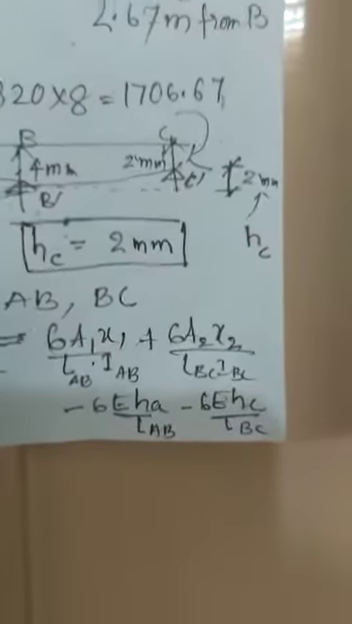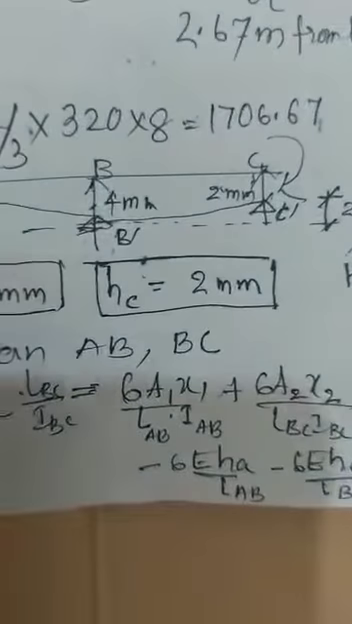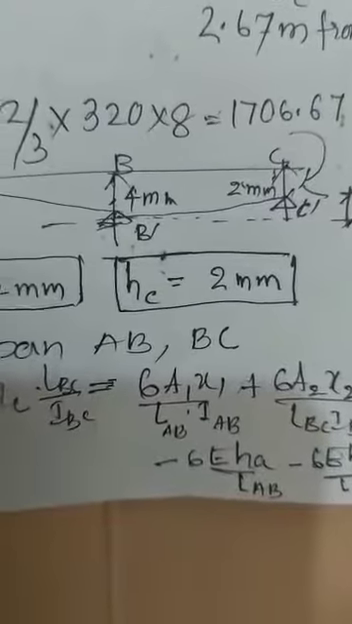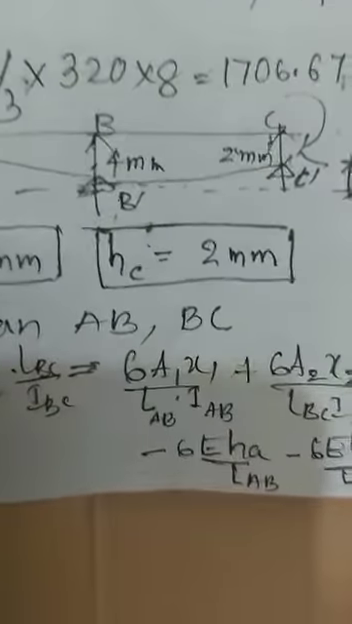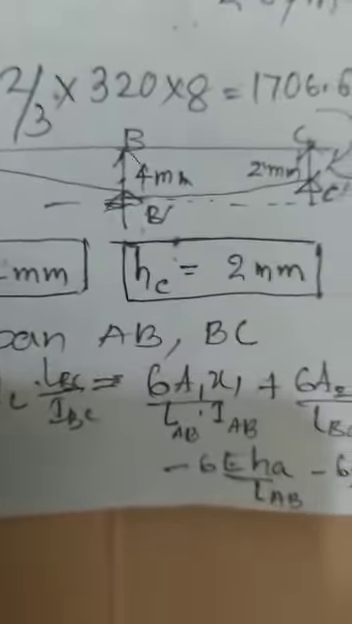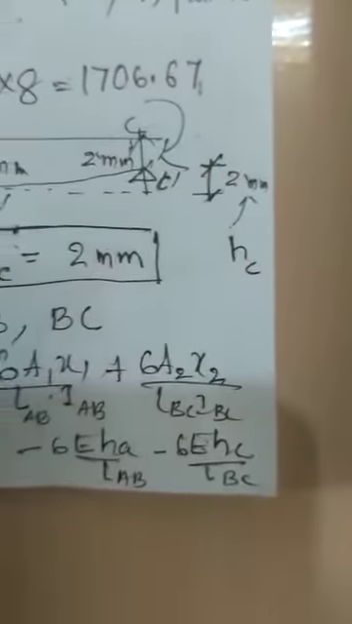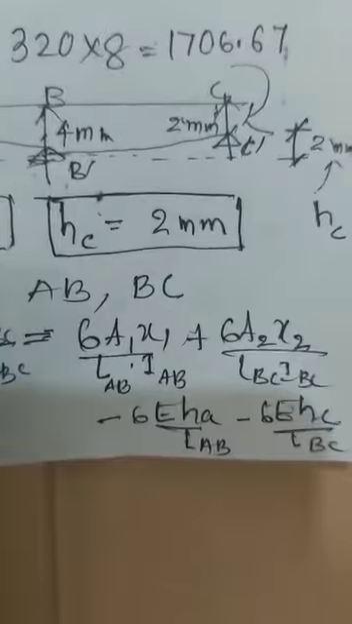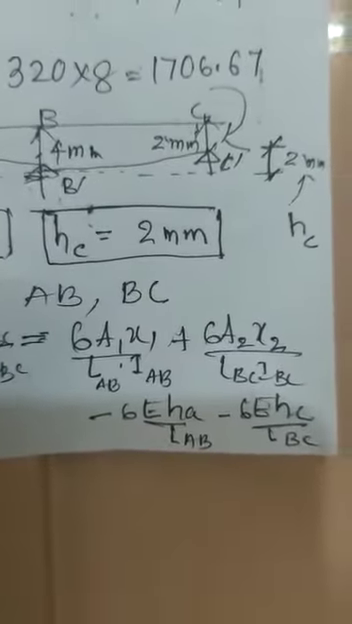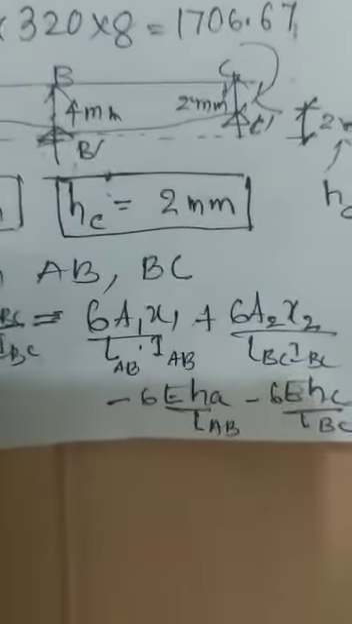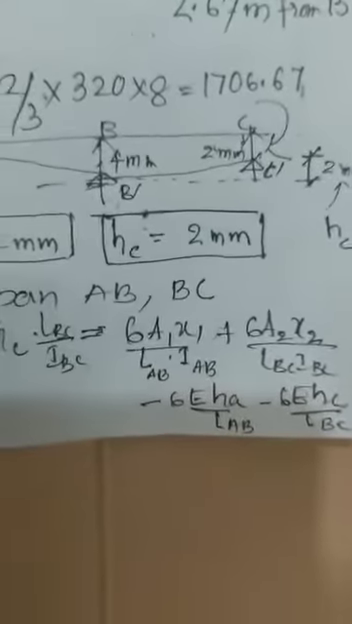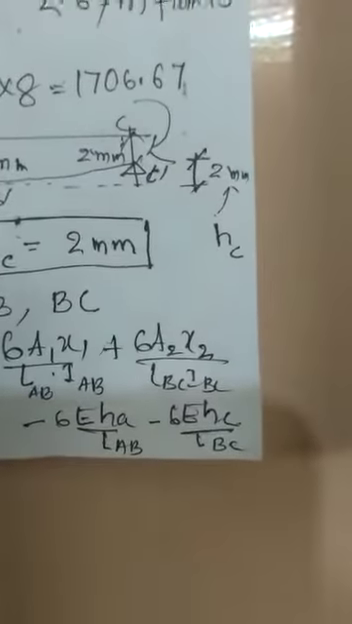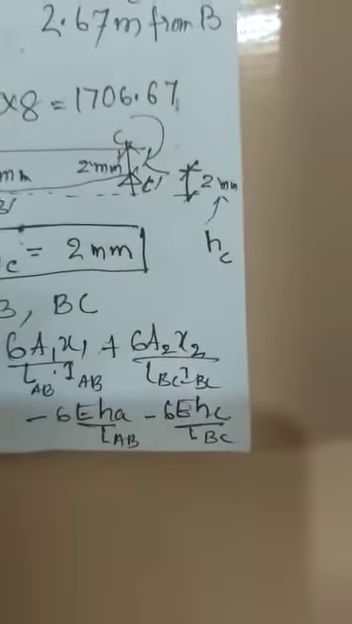Next, at C. See, B has sunk by 4 mm to the position B dash. So B has sunk by 4 mm from B to B dash. C has sunk from C to C dash by 2 mm. So what is the relative position of C dash with respect to B dash? It is 2 mm above B dash. So HC has to be substituted as 2 mm or 2 by 1000 meter.